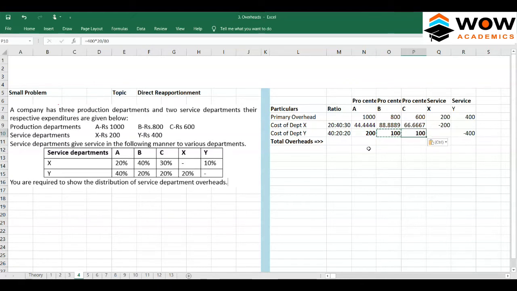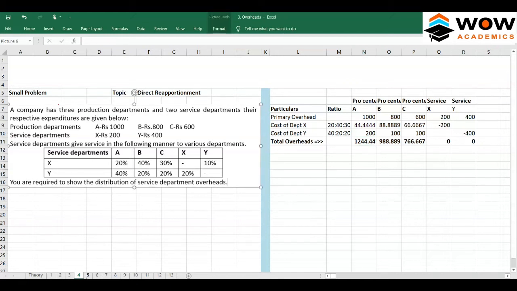So we got that number too. We can now add it. We have A, B, C and X and Y. X and Y should become 0, 0. There should be nothing left, so that would be added on to these departments. So this is about the direct reapportionment sum. We'll move on to the next sum.